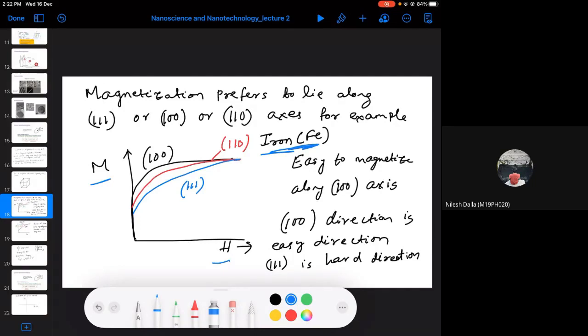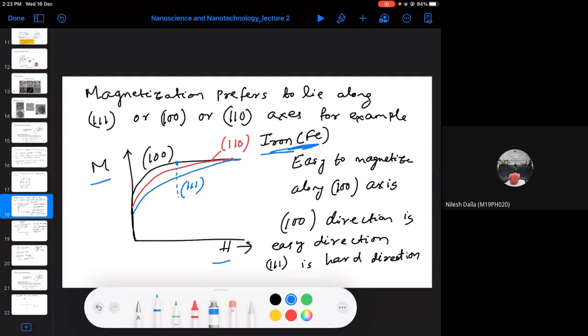So from this figure what you see is along 100, it is easy to magnetize or saturate the crystal. So if you apply the magnetic field along the 100 axis, you can easily magnetize it. So you can easily saturate it. Okay. So saturation means, this point will be your saturation point. Where magnetization is not changing anymore. So that means your material is saturated. So you got the highest Ms value.